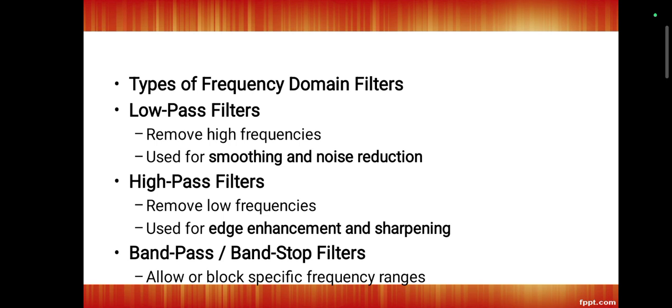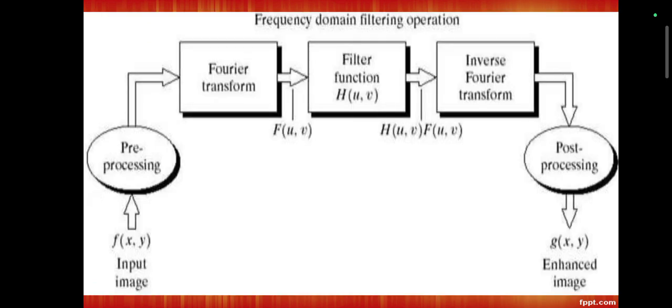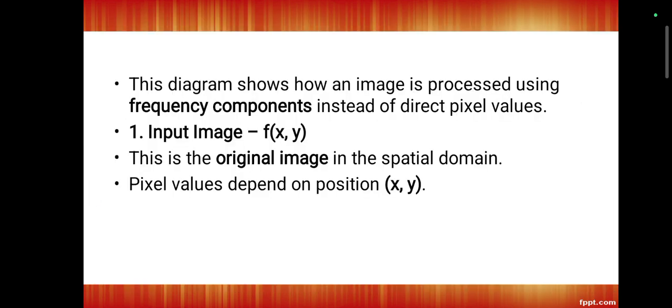A filter that removes high frequencies is called a low pass filter, used for smoothing and noise reduction, and high pass filters remove low frequencies. It is used for edge enhancement and sharpening. Band pass filters or band stop filters allow or block specific frequency ranges. So according to the diagram given, pre-processing, Fourier transform, filter transfer function, inverse Fourier transform and post-processing. These all are the combination of frequency domain filtering operations.